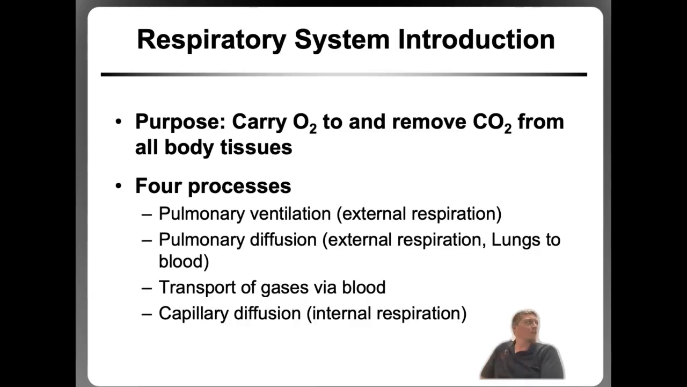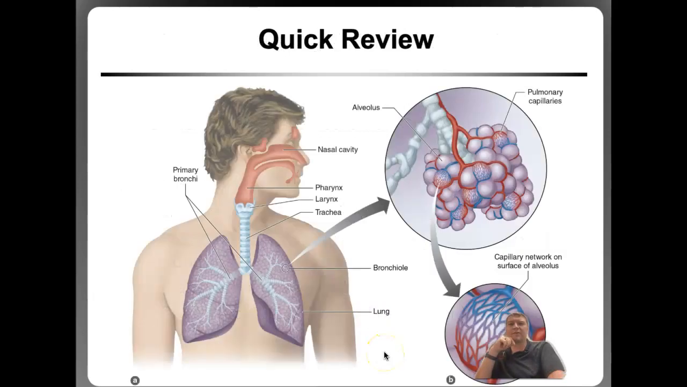So there's four ways that we're going to talk about doing that. First is the ventilation. This would be external in. Then the diffusion of that, so you breathe in, then diffusing it from your lungs into your blood, and then the transport of those gases through the blood. We've talked a lot more about that yesterday. And then the diffusion, which is blowing everything out there. Capillary diffusion, more internal stuff there.